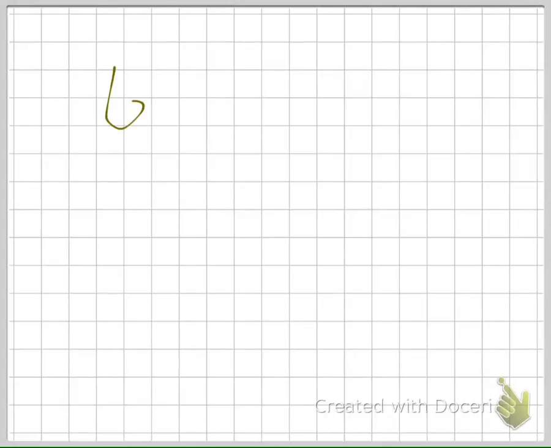This is pre-algebra lesson 11.2, the Pythagorean theorem.